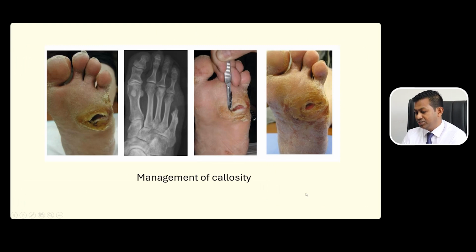And subsequently we need to make arrangements for proper footwear so that this pressure is relieved and callosity development we can prevent. So there's a preventive component as well.